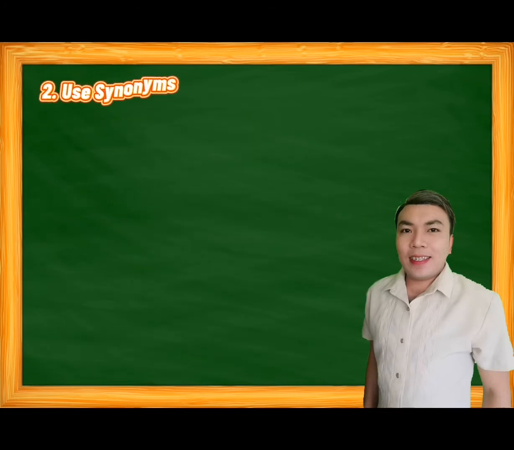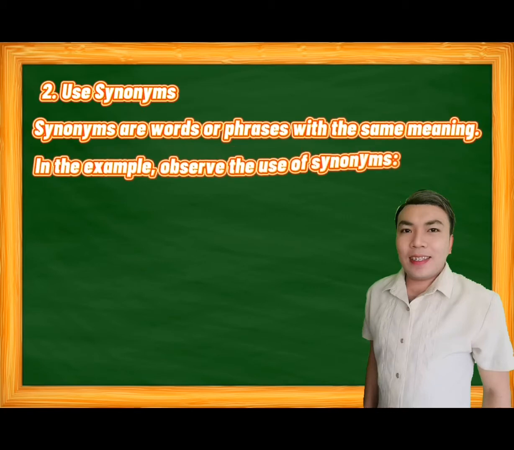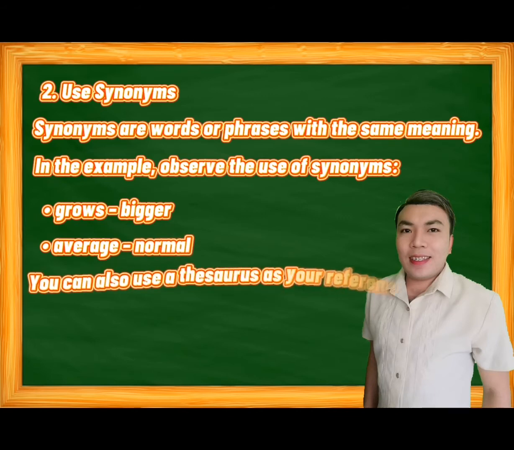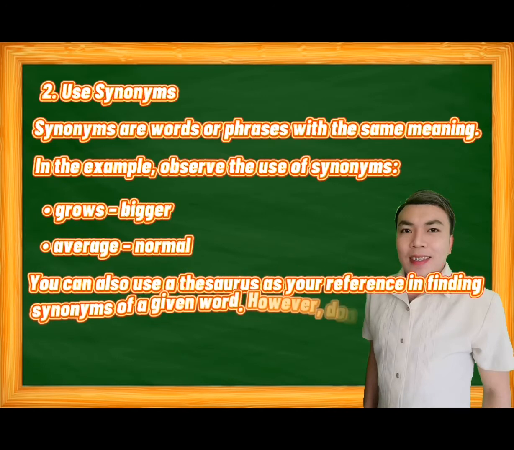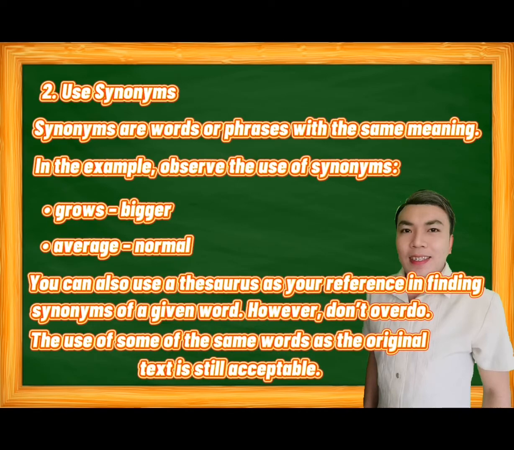Number 2, use synonyms. Synonyms are words or phrases with the same meaning. In the example, observe the use of synonyms. We have gross, bigger, average, normal. You can also use a thesaurus as your reference in finding synonyms of a given word. However, don't overdo it. The use of some of the same words as the original text is still acceptable.